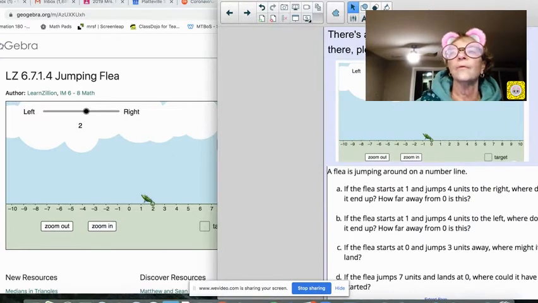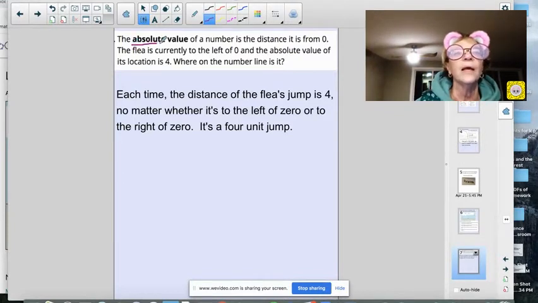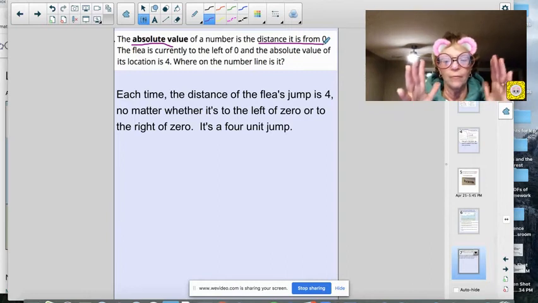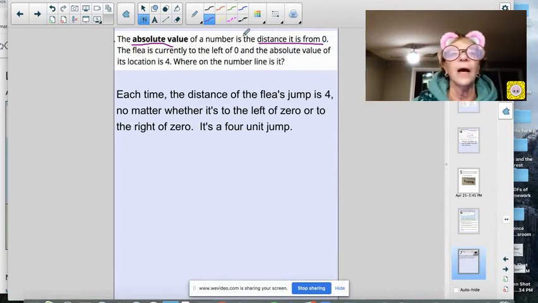That's something you'll need to be thinking about. All right. So what we're talking about today is the absolute value. And what that absolute value is, is the distance from 0. Just a second or two ago, I showed you that Flea, he was 4 units away from 0. Once on the negative side, once on the positive side. And regardless, we knew he was 4 hops away.